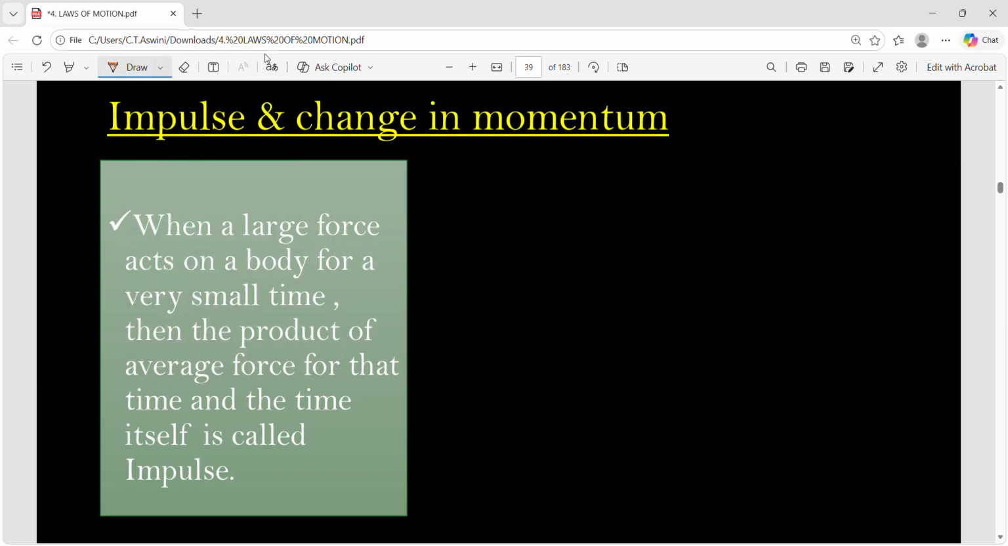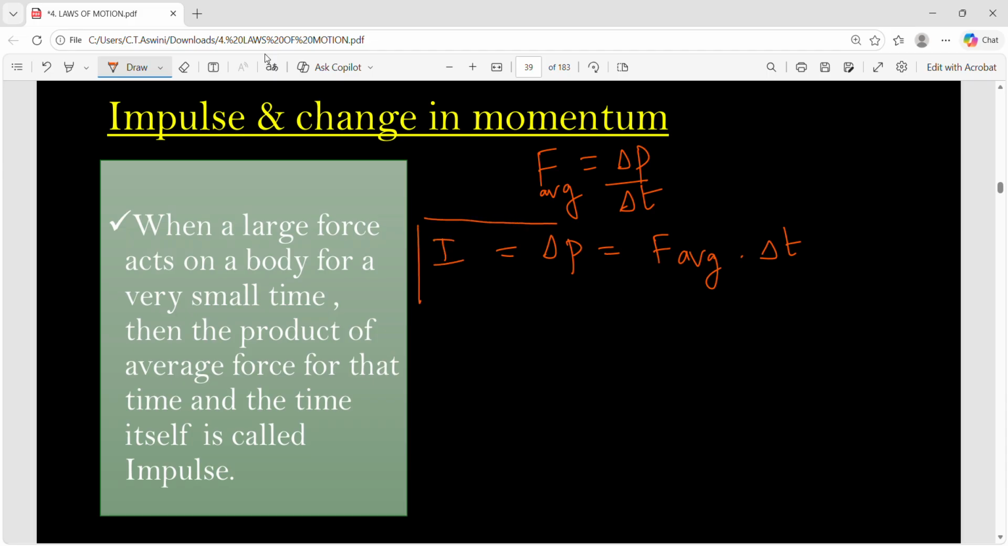Now we'll move forward. Impulse and change in momentum are related to Newton's second law only, a bit of an extended concept. There we have discussed force is equal to rate of change of momentum, right? Now if I take change in momentum, it is F average, average force into delta T. This change in momentum is actually called impulse. So what is impulse? It's nothing but change in momentum only, and that is the product of average force into change in time.